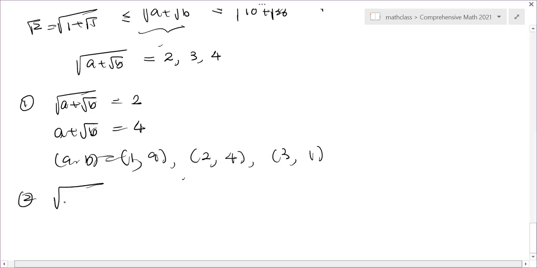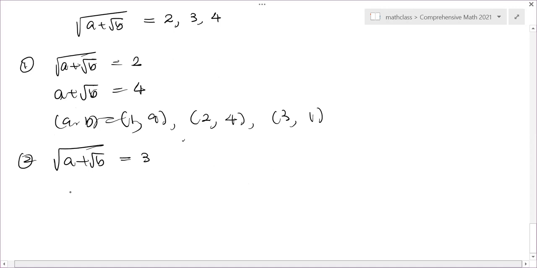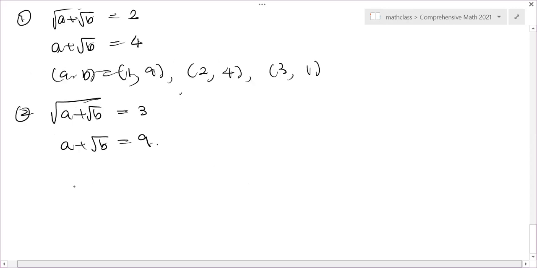So the second one, when the sum equals 3, it's the same idea, okay? So A plus the square root of B equals 9, okay? In that case, using the same idea, you can let A be 1. If A is 1, it's not good, because 1 plus the square root of B is going to be 9, so the square root of B is going to be 8. This never happens, so the square root of B must be less than or equal to 6. Okay, so you have to start with 3.